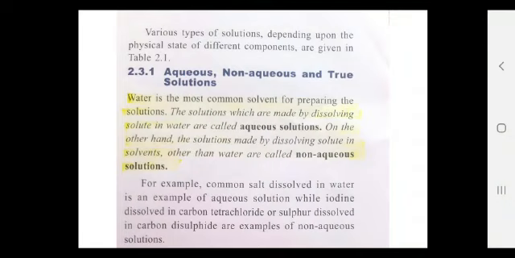But there are many types of solution in which we are not using water as a solvent, we use something else other than water. This type of solution is called a non-aqueous solution. Like here you can take the example of tincture of alcohol, you might have heard about this.